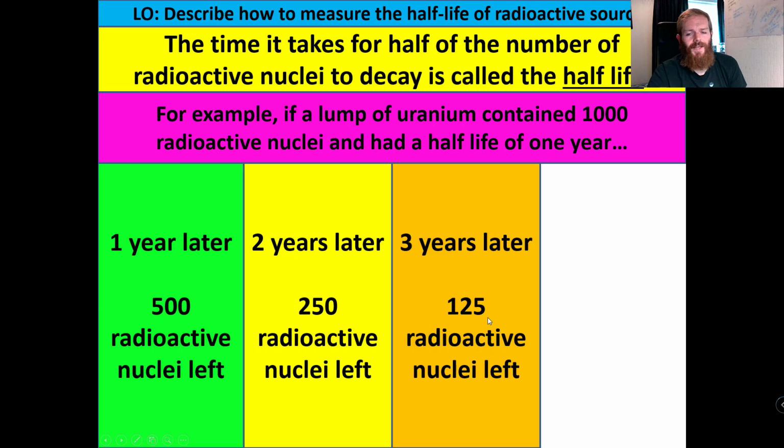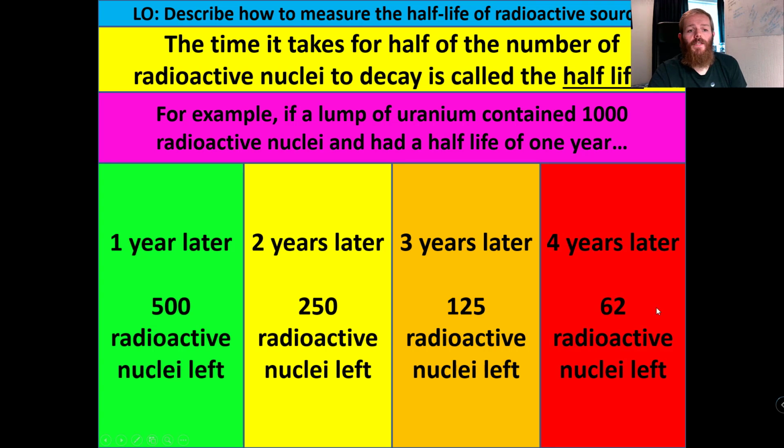and it's important to stress the word about, and we'll talk about why in a second. So every time one half-life passes, the number of radioactive nuclei decreases by 50%. Half of them disappear, hence the name half-life. Finally then, let's have a look at this. 4 years later, 62 radioactive nuclei left. Now none of this is precise, okay, 62 isn't even half of 125.